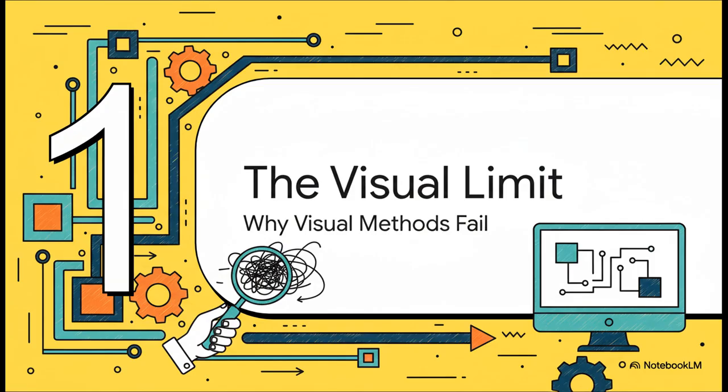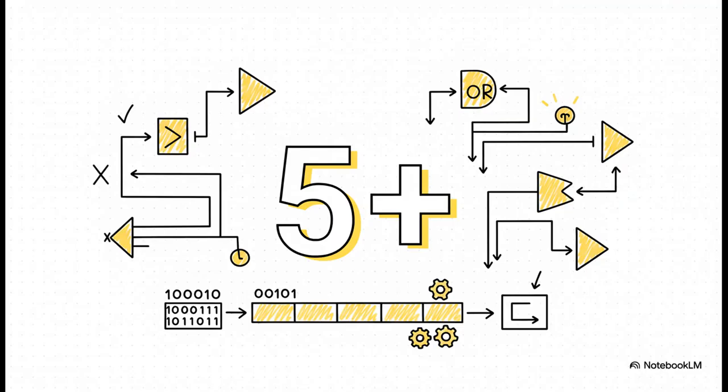Let's start with the core problem. Why did we even need a new way of doing things? The breaking point for K-maps is actually surprisingly low. The magic number is 5. The second you hit 5 or more variables in your logic function, the whole visual thing just becomes a mess. And trying to do 6 variables? Forget about it. It's pretty much impossible for a person to manage.